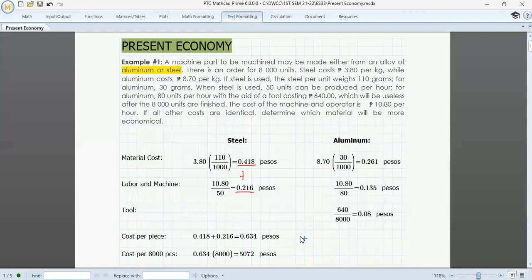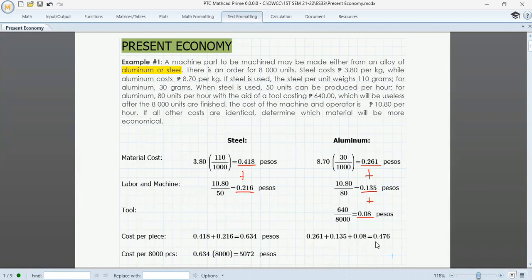Then, na-solve na natin lahat, ano lang gagawin? Katulad kay steel, i-add mo lang itong mga gastos mo doon sa lahat ng iba pang gastos. So, add lang natin siya. We have 0.261 plus 0.135 plus 0.08. And that is equal to 0.476. Again, this is also in pesos. So, hindi ko na lang ilalagay kasi sikip na.